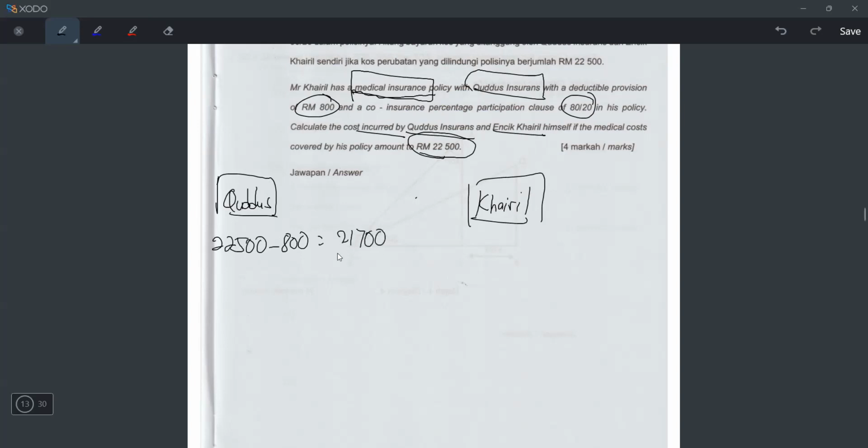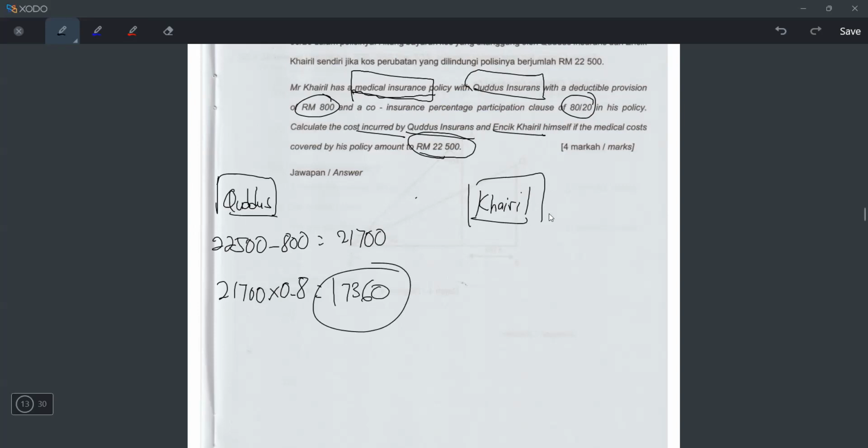Okay. And then afterwards, you take this value 21700 times the insurance percentage. Okay, do you think you will start out with 80% or 20%? Imagine, we are calculating the cost that Kudos Insurance, the insurance company, has to pay. So of course, 0.8. Of course, I start out with 80%. Okay, because the insurance covers the bigger percentage. So it's 17360. This is the answer.